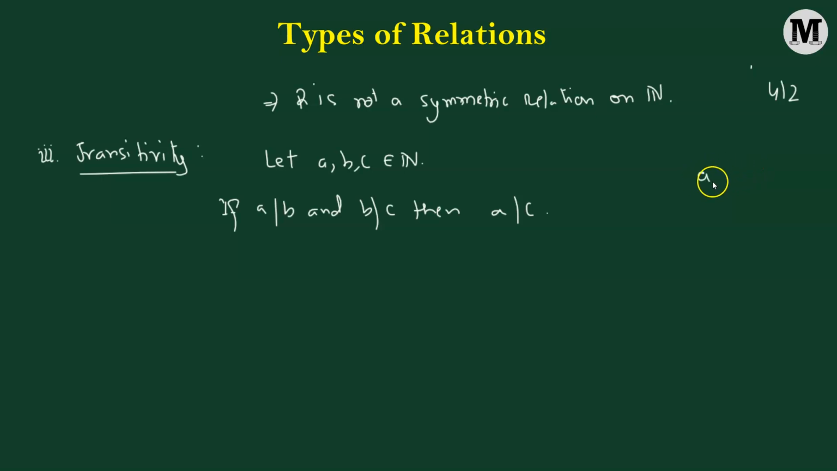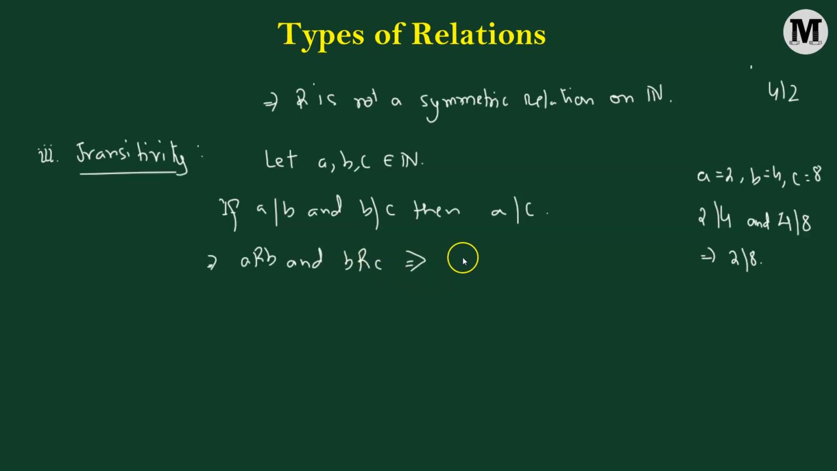Let's say A equals 2, B equals 4, and C equals 8. Here we are saying that 2 divides 4 and 4 divides 8. Can we not say that 2 also divides 8? Yes, that's a true statement. So this simply means that A R B and B R C imply that we have A R C, which simply means that R is transitive. Relation R is transitive on the set N.